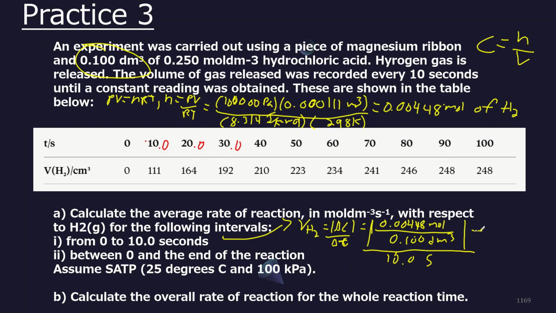Okay, so put that in the calculator and we would get again 0.00448. We're dividing by 0.1, which is the same as multiplying by 10, and then dividing by 10. So essentially the number doesn't change from what we calculated for moles of H2. But that's not always the case, so please be careful. These do have units of mole per decimeter cubed per second then.